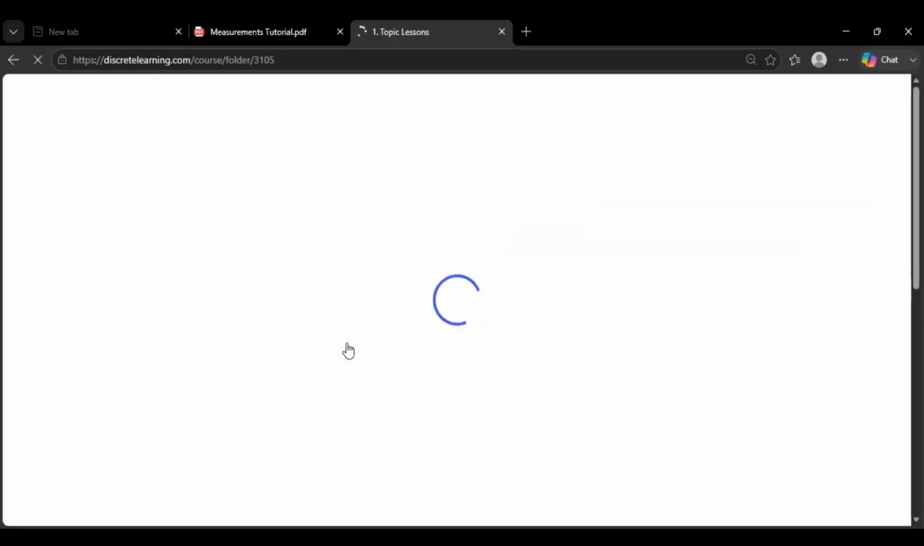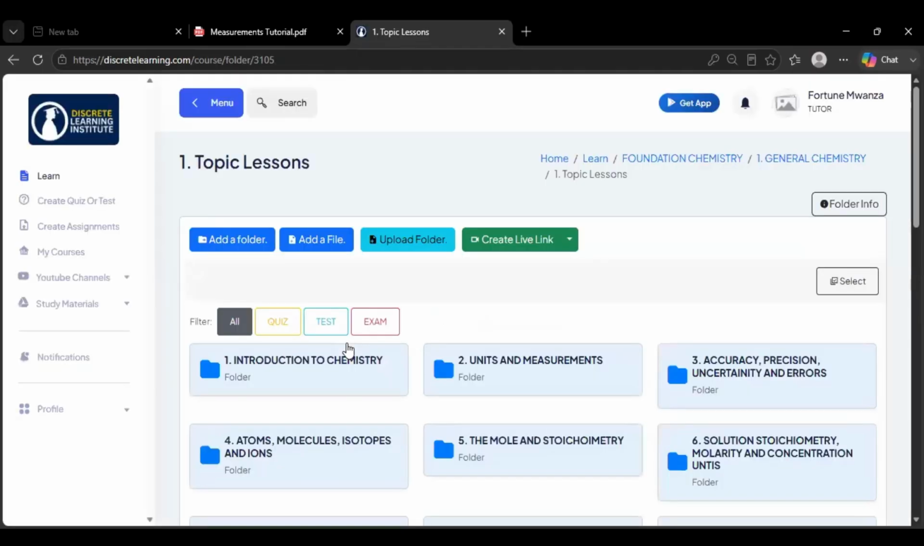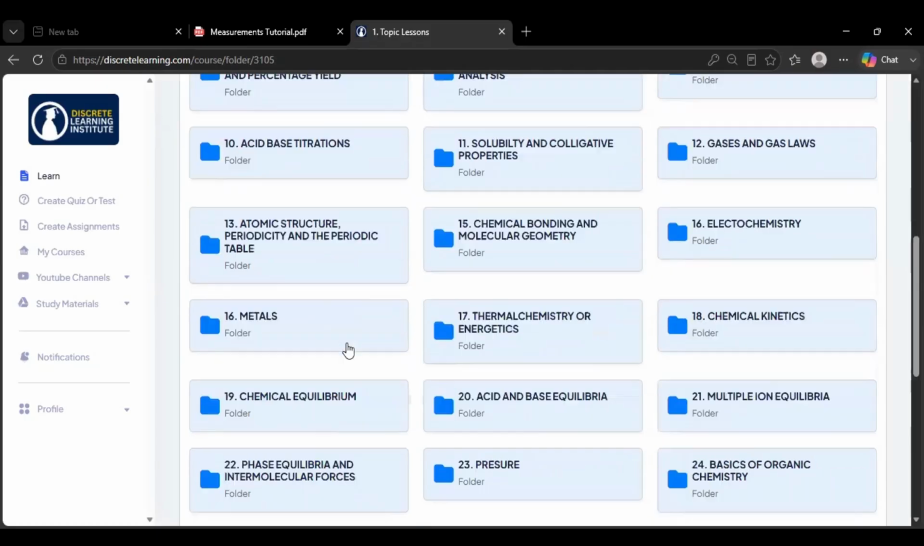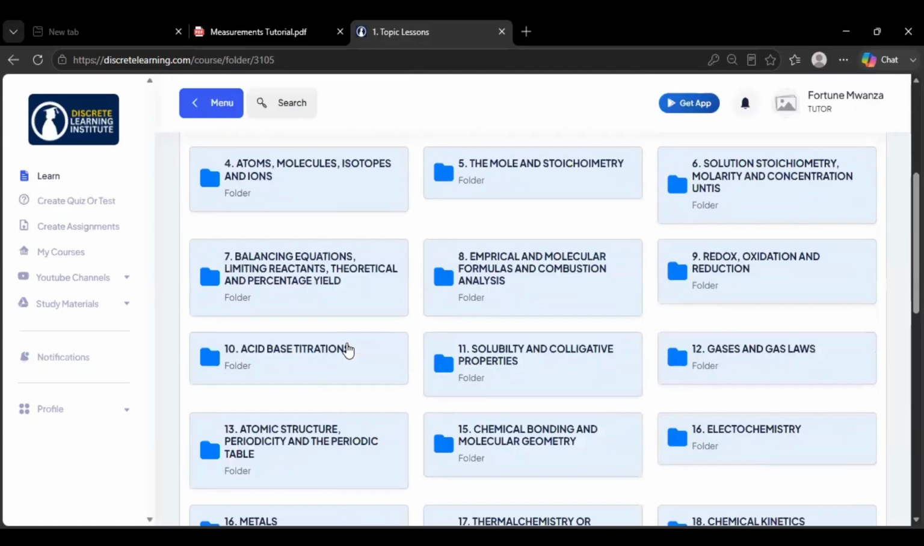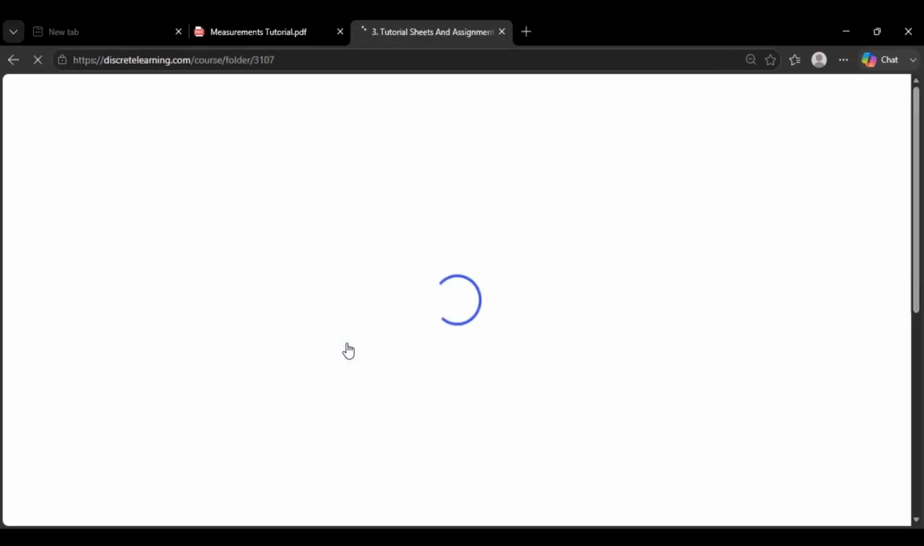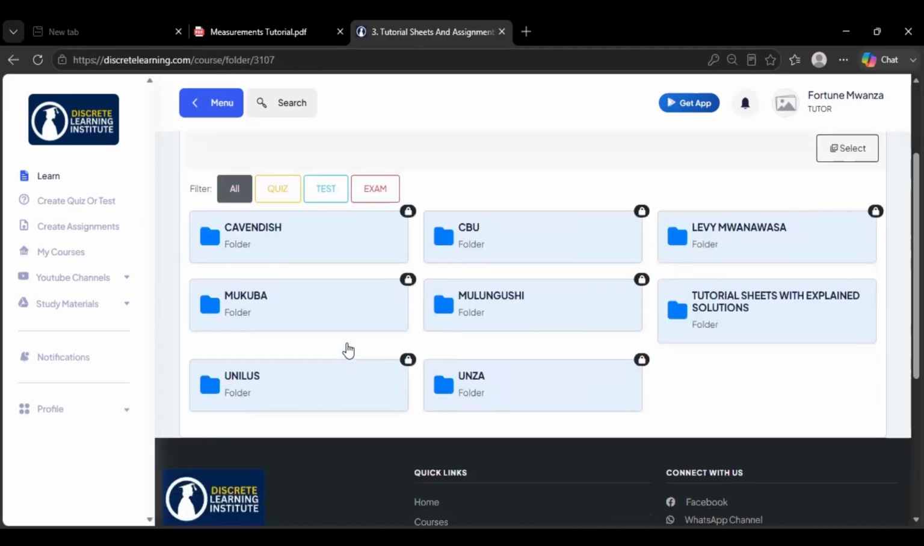Let me wait for it to load. Then you are going to see different topics here. If you enter the folder for units and measurements, you're going to see videos on units and measurements, atoms and molecules. All the topics that you're going to cover are recorded on the website, so you can find time to go there. That was the folder for topic lessons. Also, summarized notes you can find there. For tutorial sheets and assessments, you can go into that folder. I'm going to make a new folder for this semester.